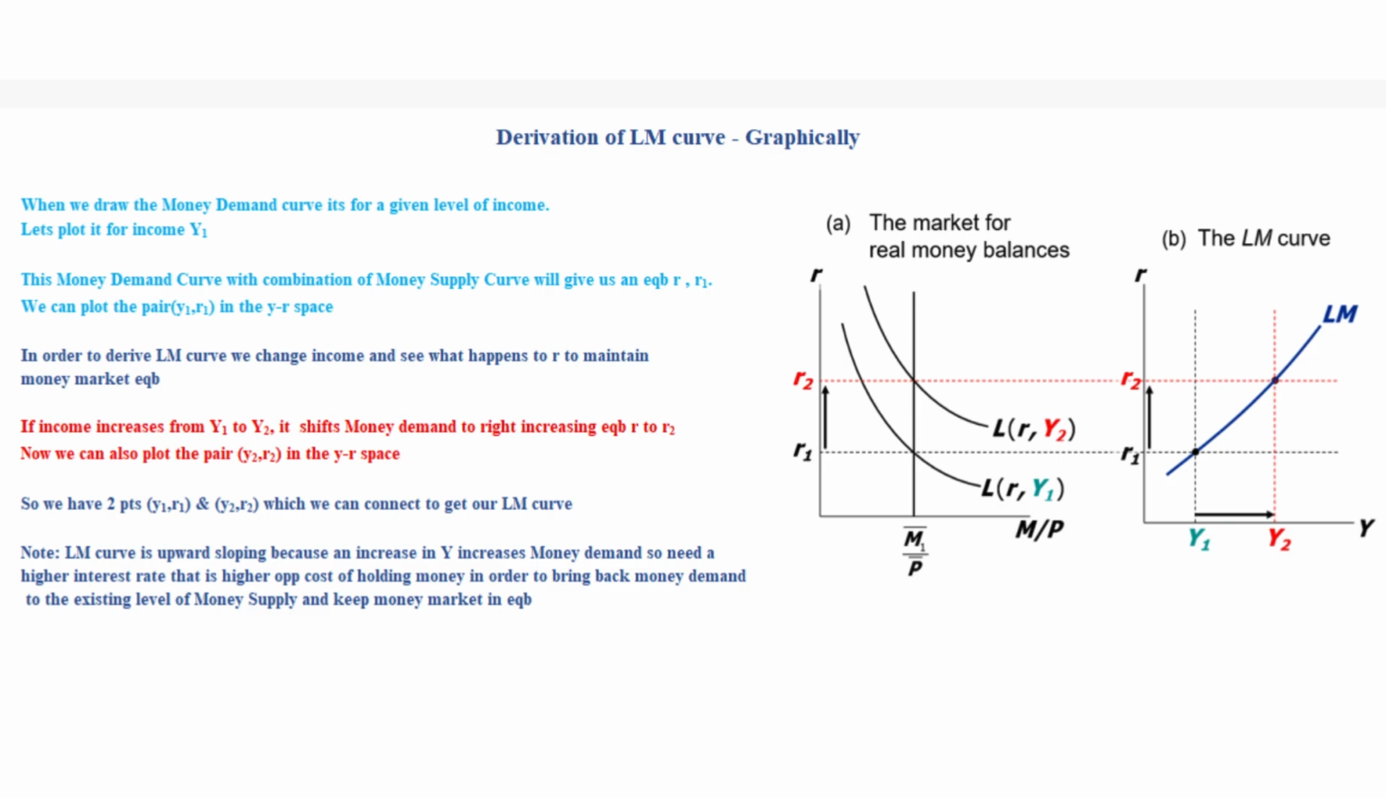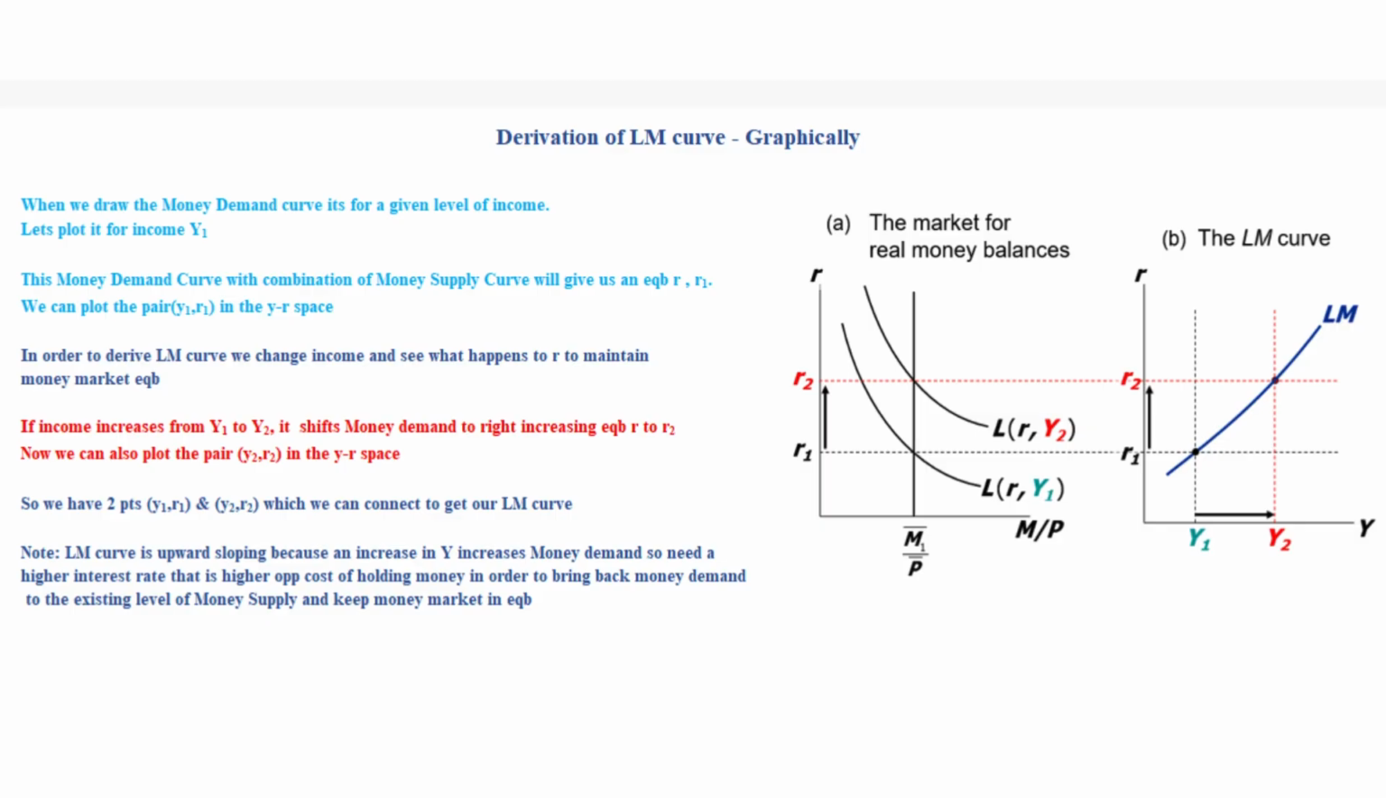In our IS-LM model, let's shift our focus now to the LM curve, which we know shows us all the combinations of real interest rate and output for which the money market is in equilibrium, which is given to us as where real money supply is equal to real money demand. Now, in order to derive the LM curve, we're going to use the idea that when we draw the money demand curve, it's always for a given level of income.